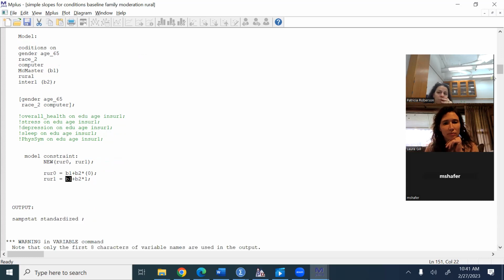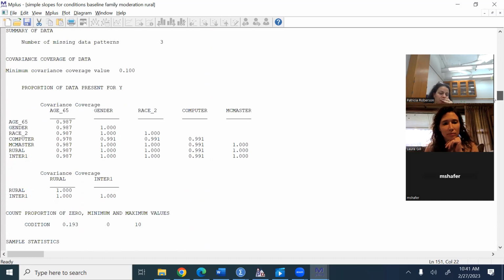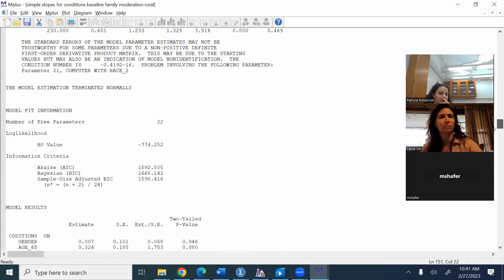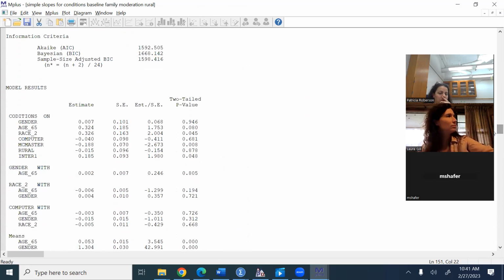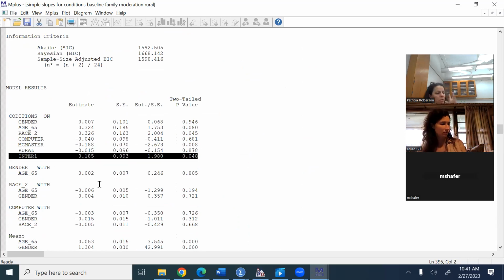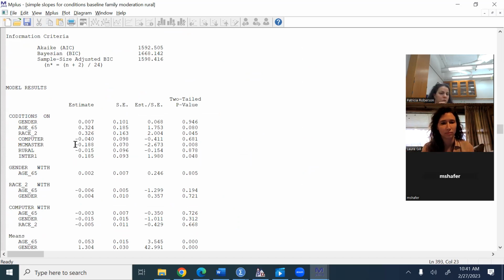So then I go to my outcome variables, my output, and it looks the same. Again, this is just a regular multivariate regression. And so I see that the interaction term is statistically significant. Oh, thank goodness, I already did this simple slopes analysis. And then we also see that family is a significant predictor of conditions. In a negative direction though. So the better the family quality, the fewer health conditions they have.